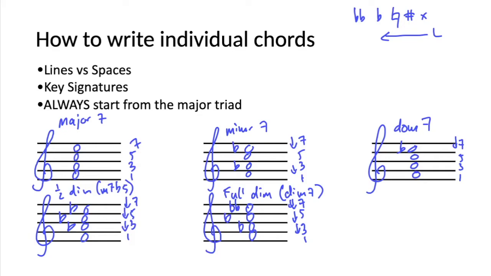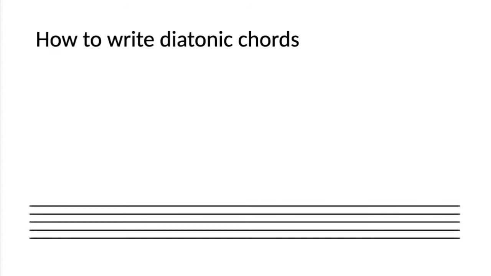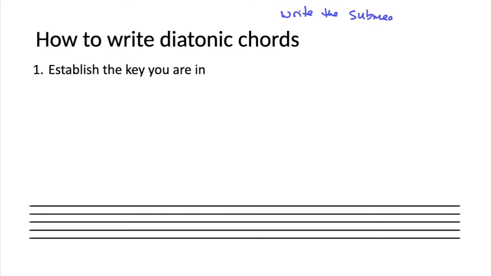So there are individual chords. Diatonic chords, very similar, in fact exactly the same process as it was for triads. Let's have a look. Establish the key we're in. So the question I will pose to us is to write the submediant 7th of D major. That does not mean we start on D, as we should remember from our triads episode, but let's have a look.